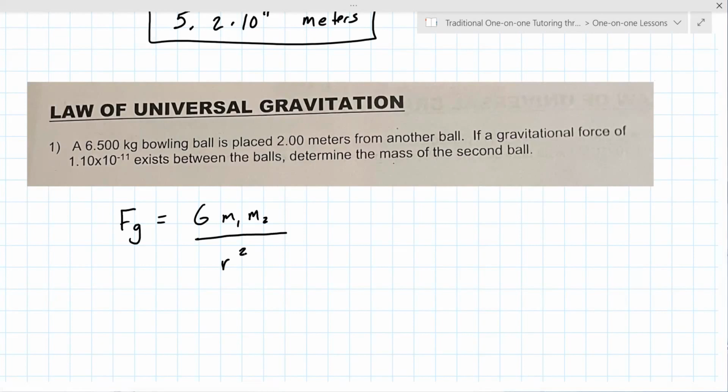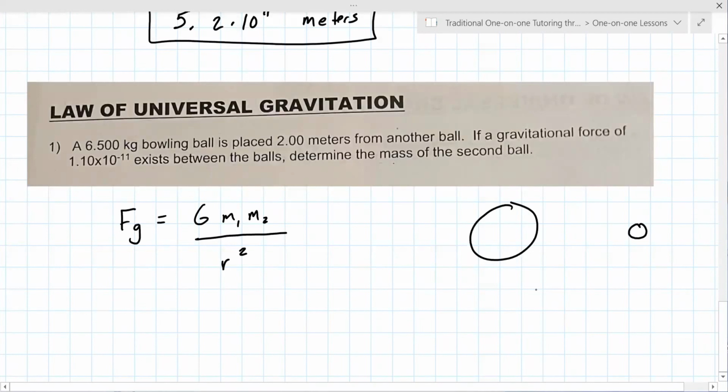Yes. Okay, so this first thing, they've got a bowling ball and there's another ball. They're 2 meters away. One weighs 6.5 kilograms, the other we don't know. And we're given the force in newtons between them. So there's two approaches here. You can either put the numbers in and then solve for the variable, or you can solve for the variable without the numbers. Which would you like to do? Solve for the variable without the numbers.